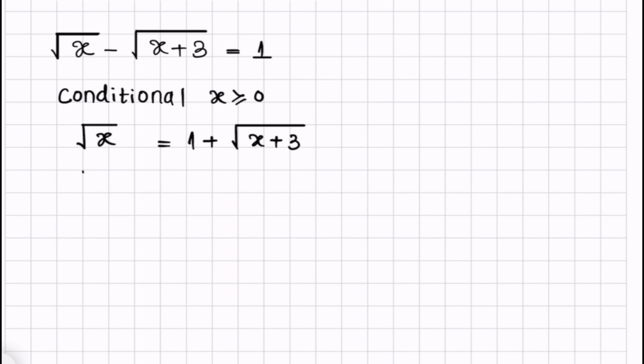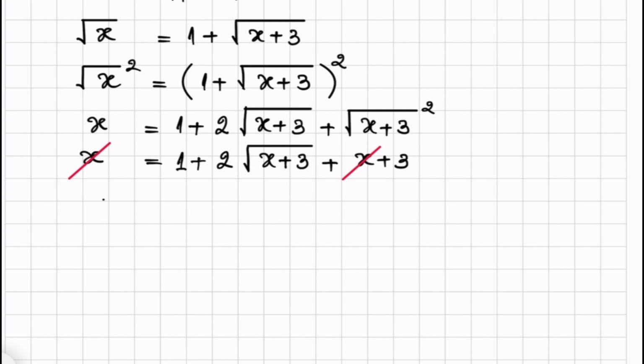We got x equal to 1 plus 2 square root of x plus 3 and then plus square root of x plus 3 squared. And then we got x equal to 1 plus 2 square root of x plus 3 and then plus x plus 3. Now I can cancel x on both sides of the equation, okay? And then we got 1 plus 3 which is equal to 4.